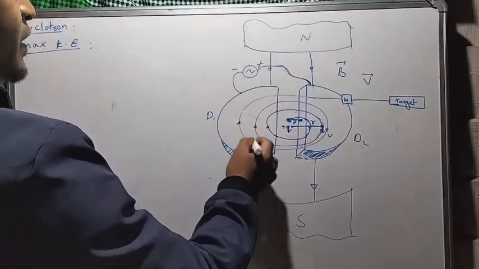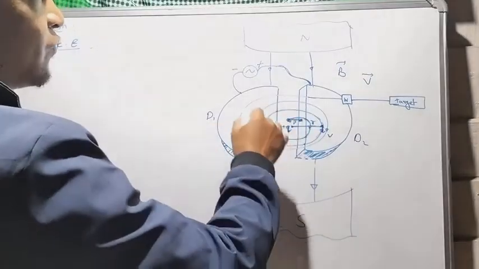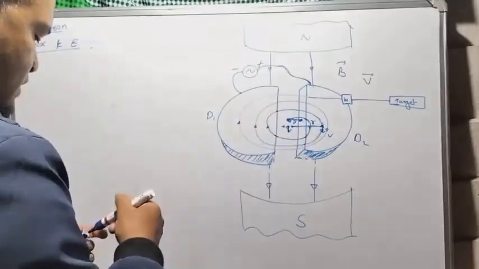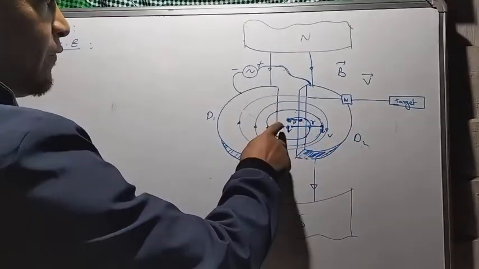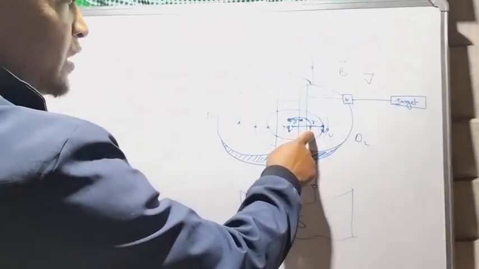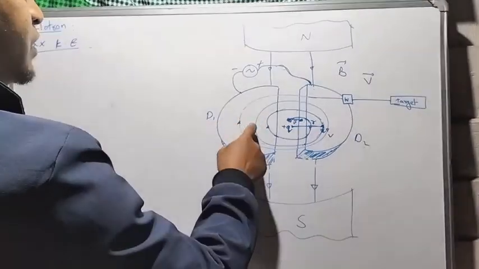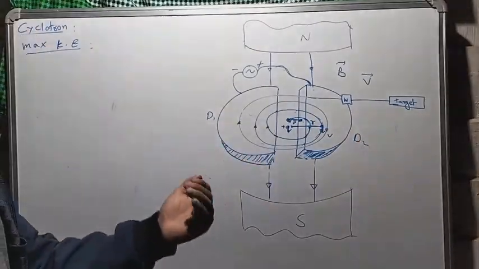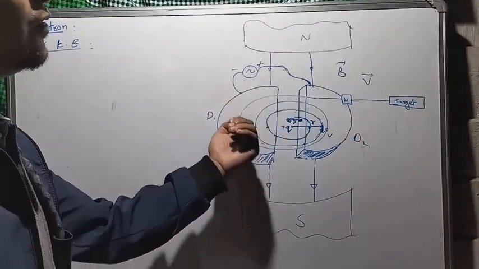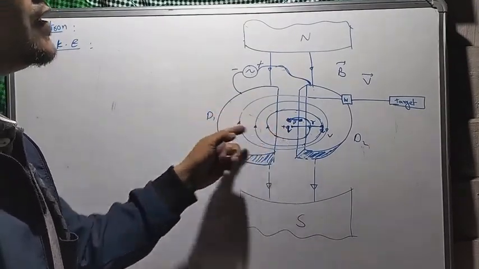It performs like a helical path, and as it moves in this way, this charged particle gains energy every time. When it enters the D, it gains energy. When it enters here, again it gains extra energy. When it goes there, again it gains extra energy. So in this way, the charged particle gains energy as it enters the D.